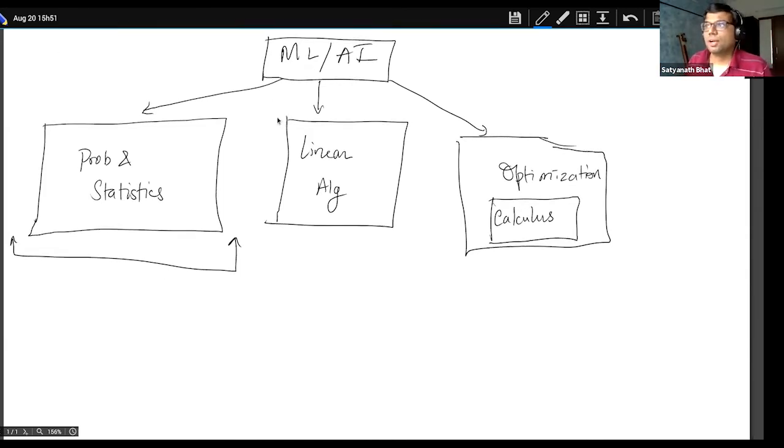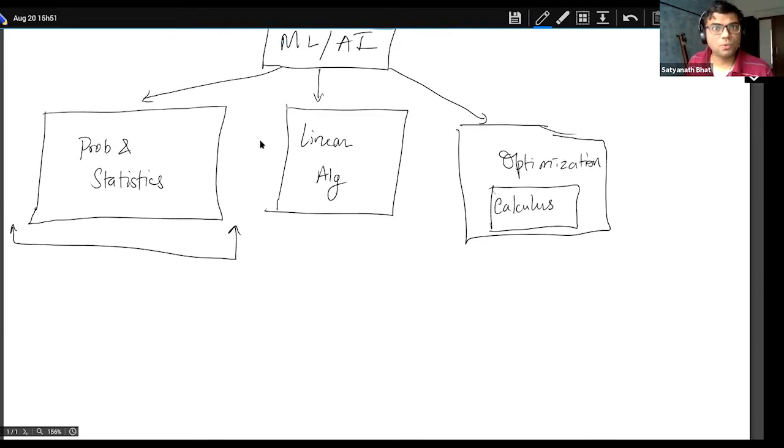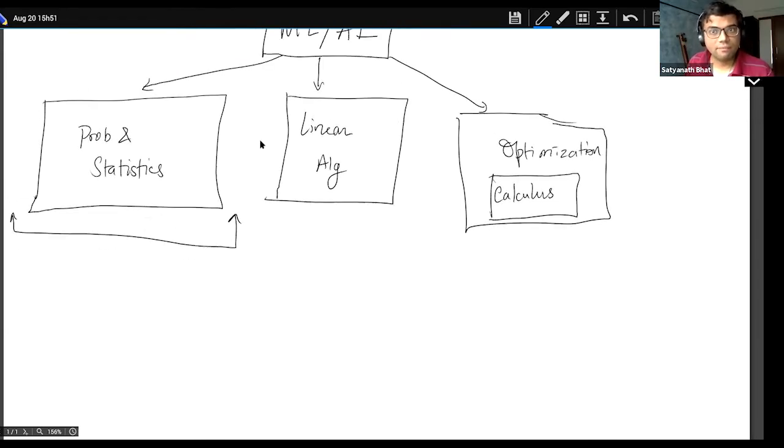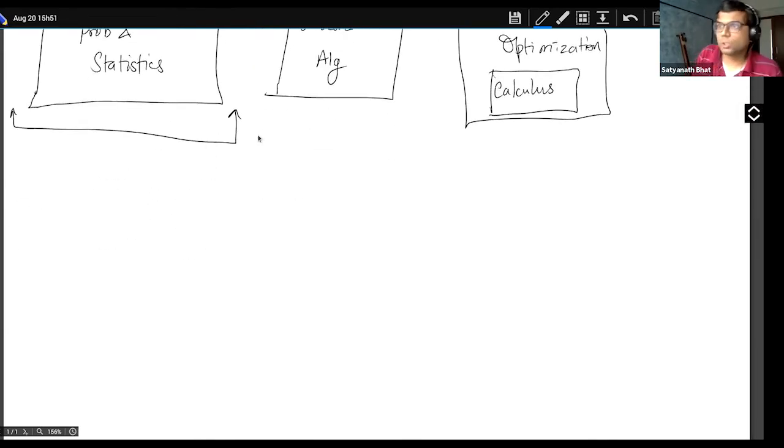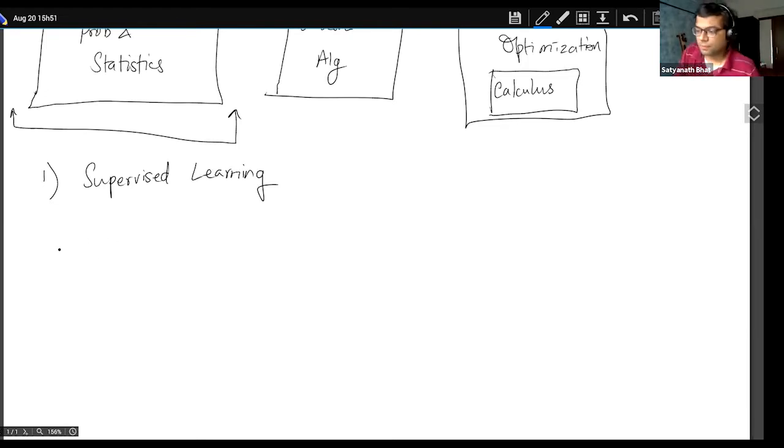If you have done a course, or if you are sufficiently well versed with ML, you will know that there are roughly three broad categories of learning that we have. One is supervised learning, right? Here we have classification, and then we have regression.